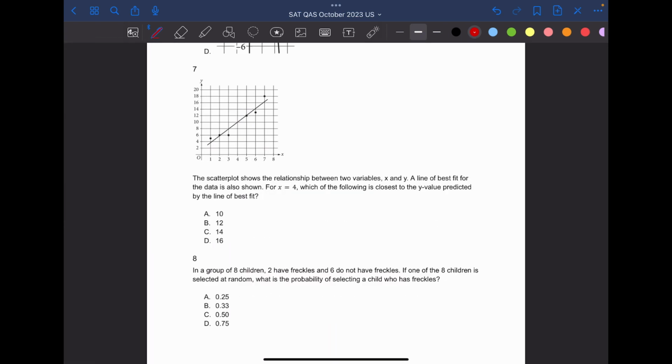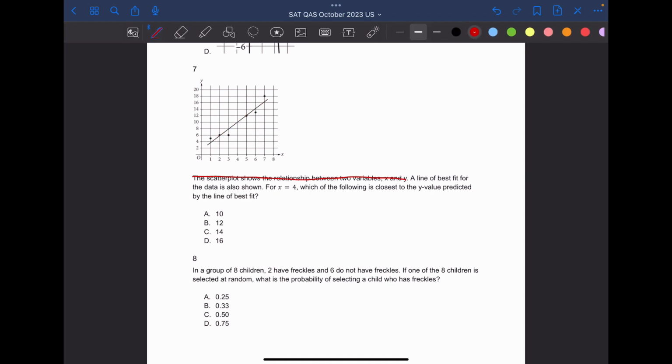Question number 7 says that the scatter plot shows the relationship between two variables x and y. So this is obvious because it's a graph, the x-axis and the y-axis. So you can kind of ignore this first sentence because it means absolutely nothing. Okay, then it says a line of best fit for the data is also shown. So that's the line that we see here.